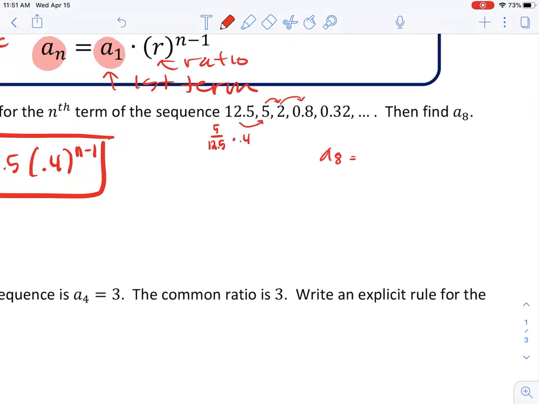Then it says, then find a sub 8. So remember, to find the 8th term, all I have to do is plug in 8 into my formula. So I'm going to do 12.5 times 0.4 to the 8 minus 1 power. Now, instead of putting 8 minus 1 power in my calculator, I'm going to change it to a 7, just because otherwise I need it in parentheses. It gets crazy. So in my calculator, 12.5, parentheses, 0.4, close the parentheses, to the 7th power. This will give me my 8th term. I should already know that it's going to be a really small number. Okay, so I'm going to write down every number that shows up on my calculator to give an exact answer. 0.02048.